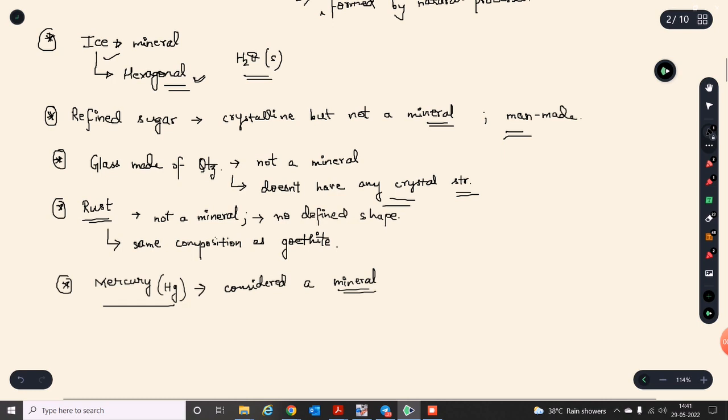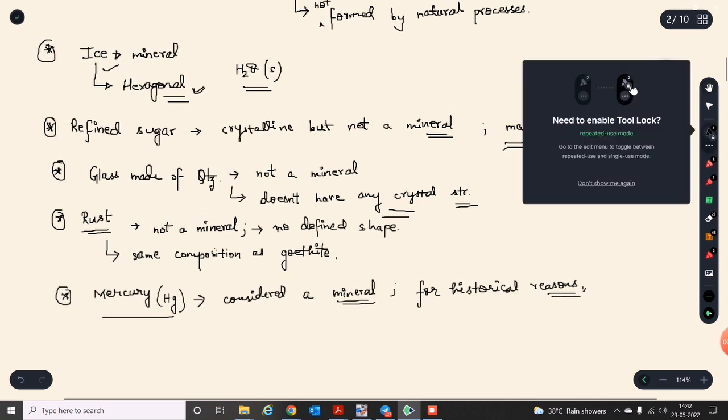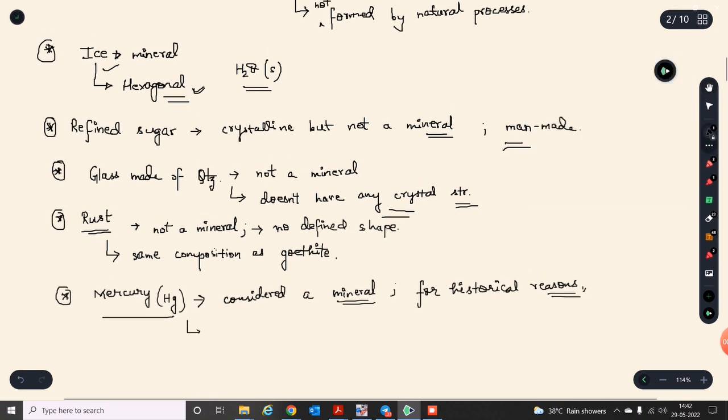Okay, so there is nothing as specific as any reason for it in text or wherever you find it. It's just mentioned that for historical reasons it is considered to be a mineral since ages, even though it is liquid at room temperature. Okay, liquid.